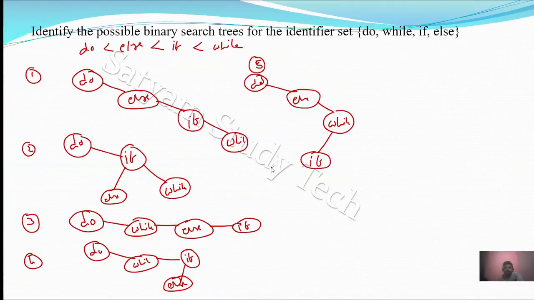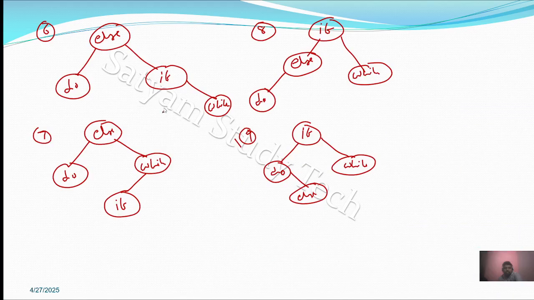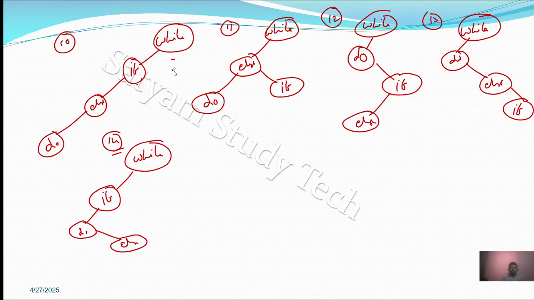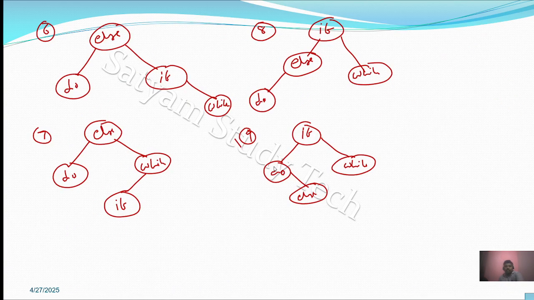You can see here, do is the root node: here are 5 binary search trees. Here else is the root node: here 2, 5 plus 2 is 7. Here if is the root node: it is 2, 7 plus 2 is 9. While is the root node: here 10, 11, 12, 13, 14. So these are the 14 binary search trees possible for these given keys.